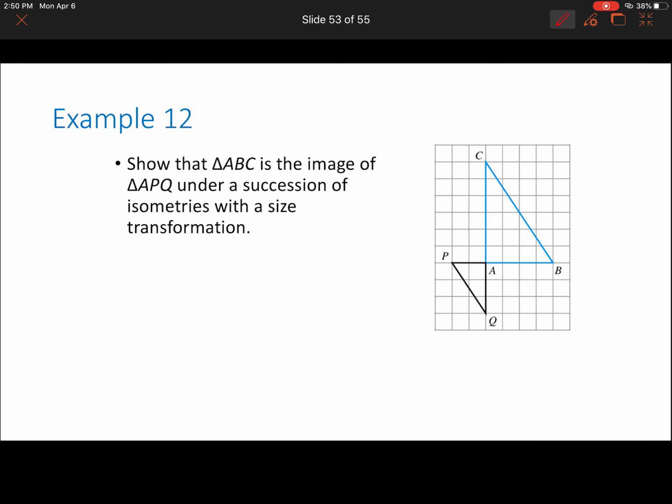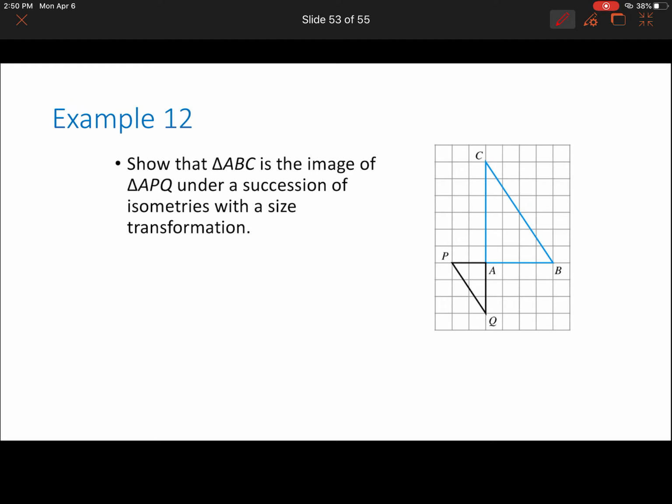All right. So what we're going to do here, we're almost done with this chapter. We're going to show that triangle ABC, so that's the one in blue, is the image of APQ under a succession of isometries with a size transformation. So remember, our isometries, we can translate where we slide, we can rotate, we can reflect, and then this size transformation is the dilation.